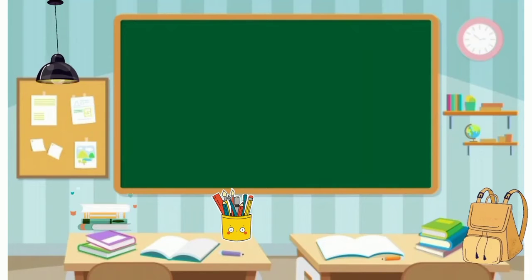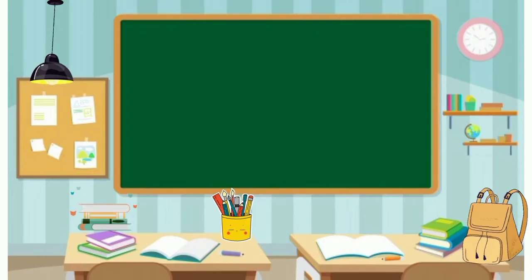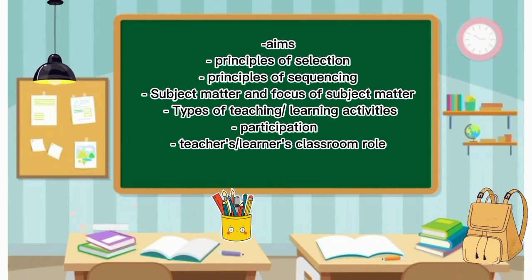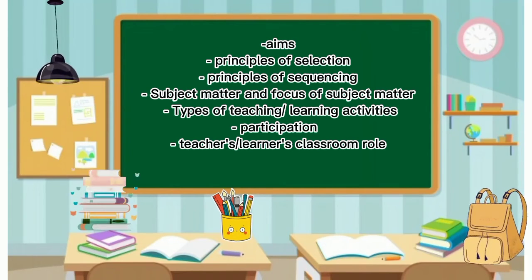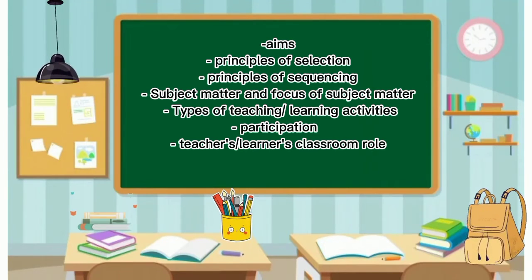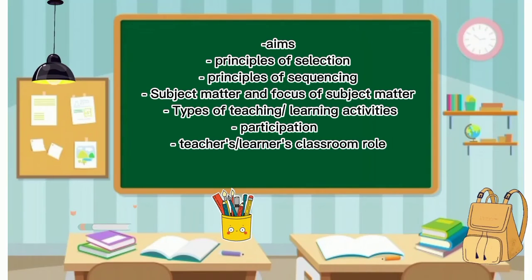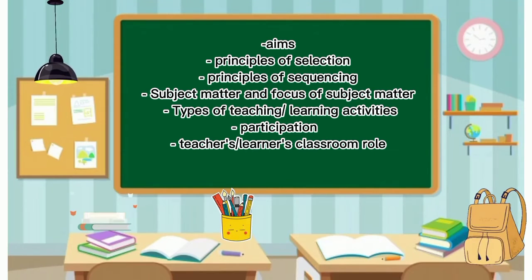So now, let's move on to the design. It consists of 7 aspects. The first one, aims and objectives. Number 2, the principles of selection. Number 3, principles of sequencing. Number 4, subject matter and focus of subject matter. Number 5, types of teaching or learning activities employed in the materials. Number 6, participation, who does what with whom. And then the last one is the classroom roles of teachers and learners.